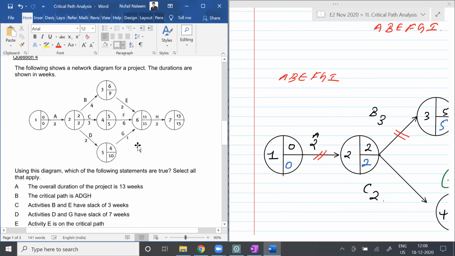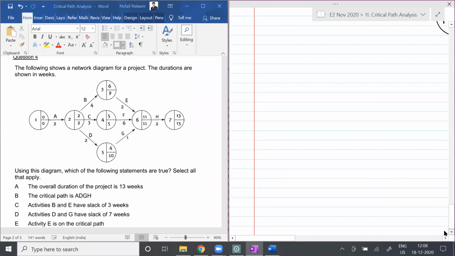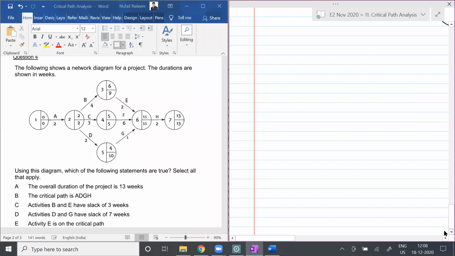Do you see a network diagram given? Okay, it's your time. I will just watch your observation. Can you go through this and tell me the right answers? You must have a piece of paper or a pen in your hand or a scratch pad.